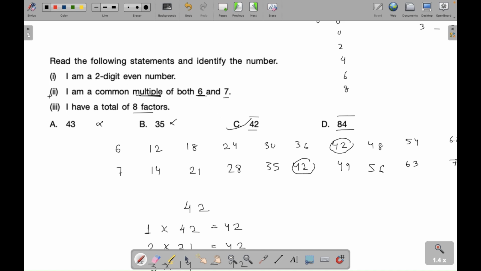Again, there's one more quick way to check, which is a common multiple of both 6 and 7. You just have to find whether 6 is a factor of 42 and 7 is also a factor of 42. Similarly, for 84, you have to check whether 6 is a factor of 84 and 7 is a factor of 84. If both 6 and 7 are factors of both of them, that means they are common multiples of these. So that is one more way that you can use to check.